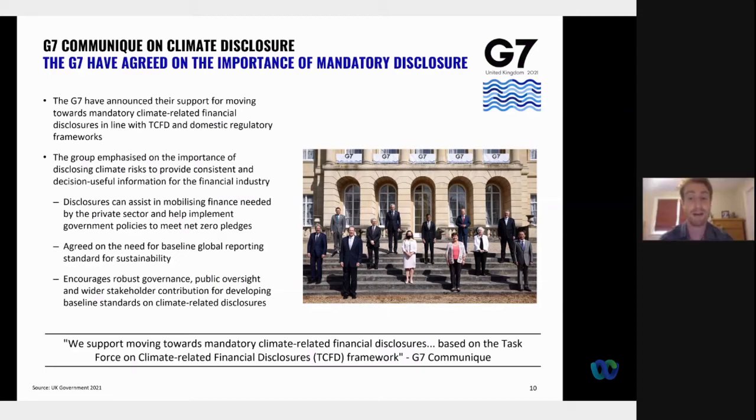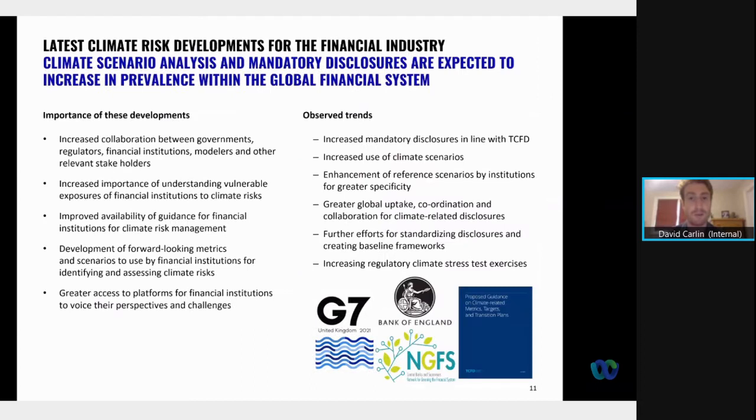So let me stop there, just to go to the next page once more. Just to sum these pieces up, across all of these developments, the new scenarios, the stress testing, the further guidance, the support for disclosure, we're really seeing an accelerating trend of regulatory interest in this topic, as well as a broadening of the tools, as well as the expectations for financial institutions in measuring and managing and disclosing their climate risks.